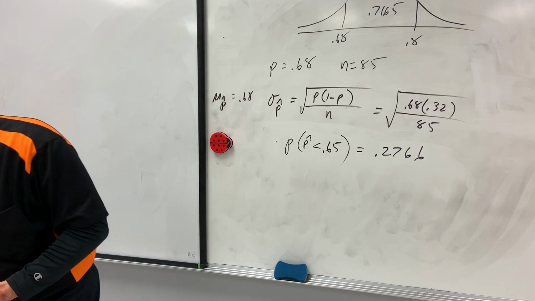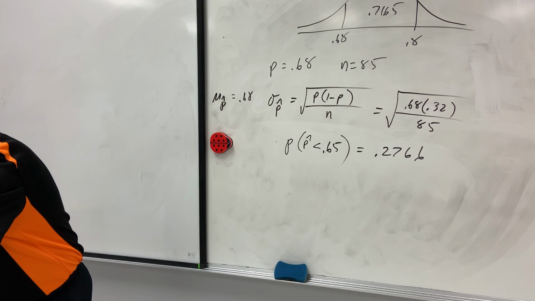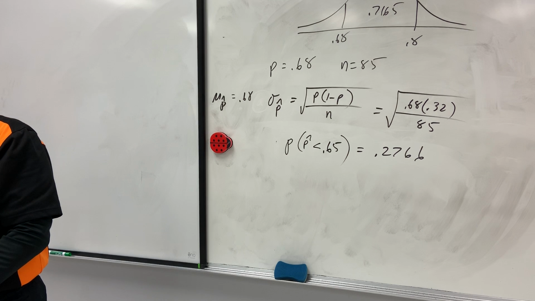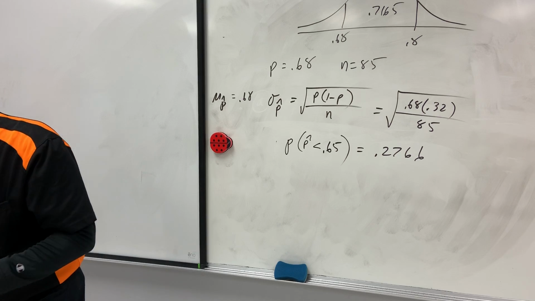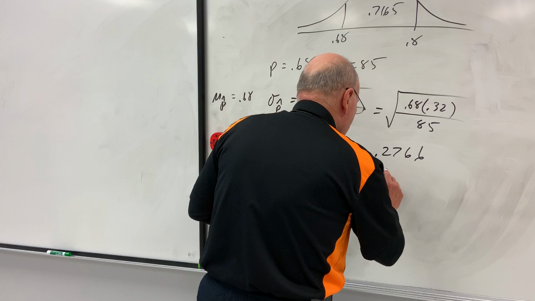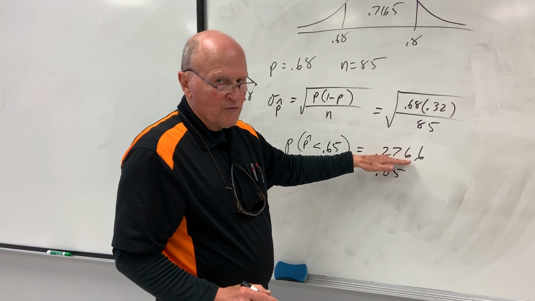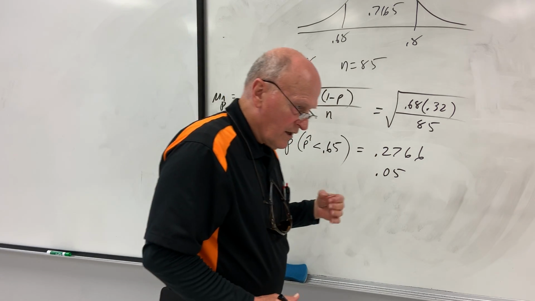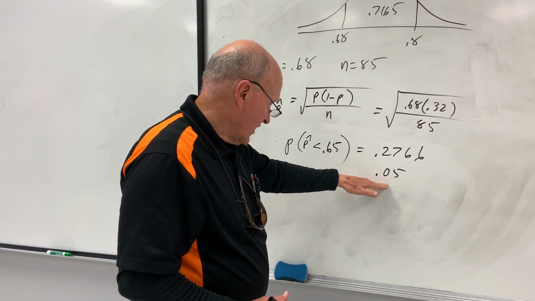Now the question is, would it be unusual if less than 65% of the people in the sample were in debt? And the answer is, it would have been unusual if this right here had been like 0.05, 5% in here. This is 27.66%. So it would not be unusual for this to be the case, because this is greater than that.